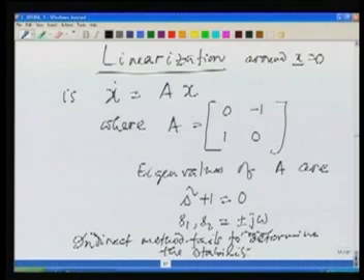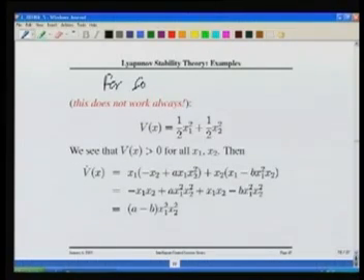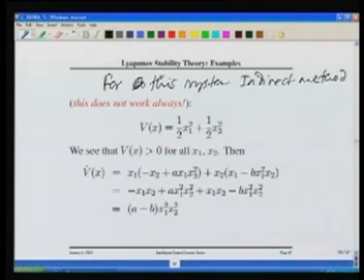So, in this case the indirect method fails, it is silent, it does not say anything about the stability. But let us go to the direct method for this system. The indirect method fails. Now, go to the direct method.